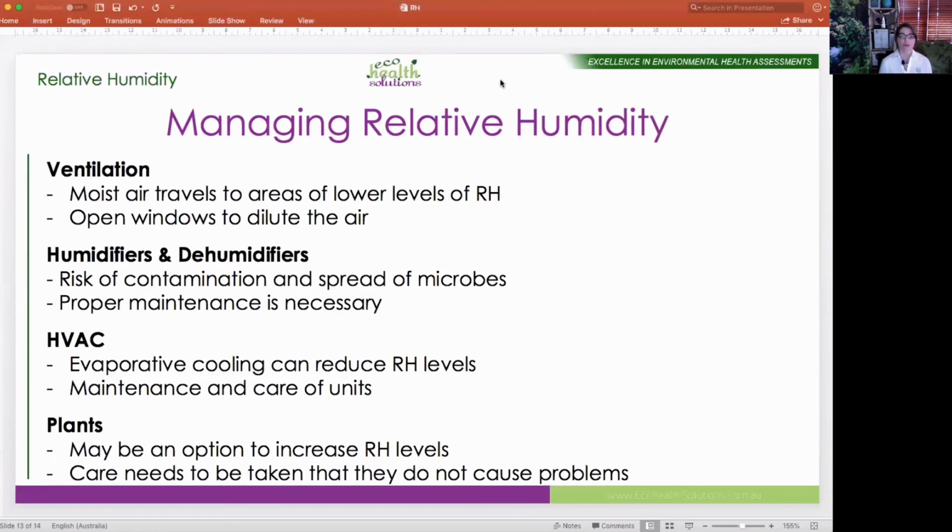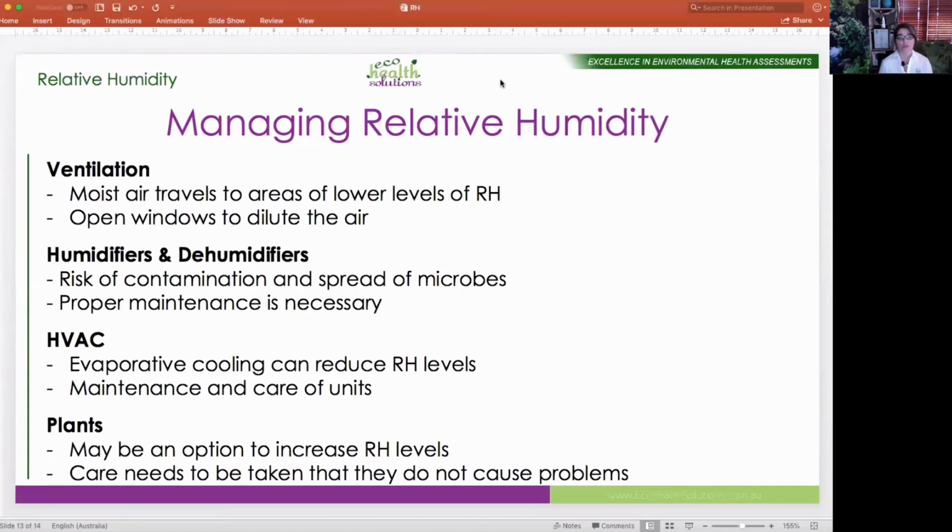You could also look at using humidifiers and dehumidifiers. Now, many families that I visit use humidifiers, particularly when the children are unwell. In many cases, it doesn't help, and if anything, it causes more problems, because there's more moisture in the air, so there's a greater risk of mold and other problems.